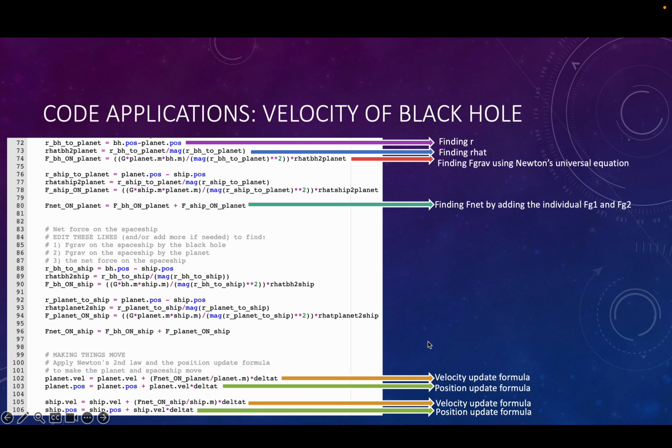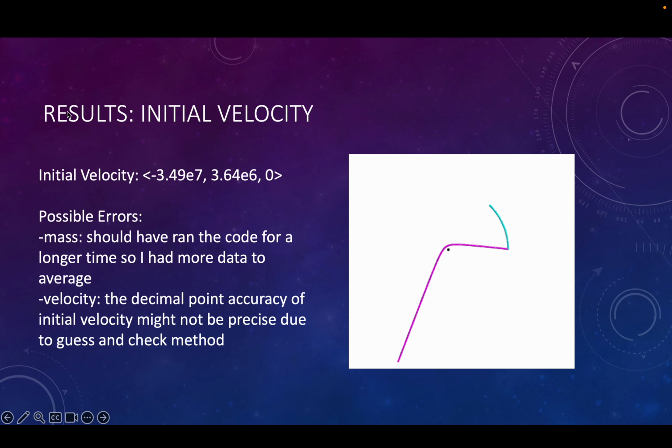And then down here on line 102, this is the application of the velocity update formula, as well as on line 105. And on line 103 we have the application of the position update formula, as well as on line 106. And our result for the initial velocity was negative 3.49e7, 3.64e6, 0.